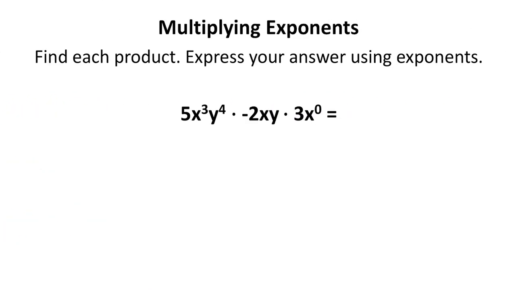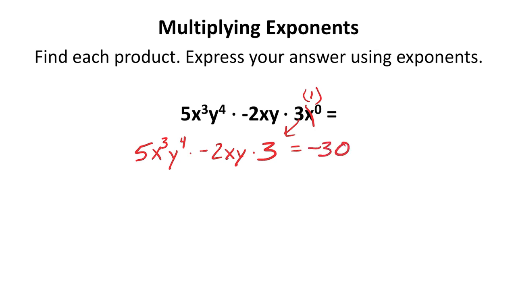Pause, see if you can do this one, then we'll work it out. Okay, let's just write the problem with our 1 in there. This is all the same. Negative 2xy times, it's just 3, because 3 times 1, this all becomes a 1, which is just 3. So now we're going to multiply our coefficients. 5 times negative 2 is negative 10. Negative 10 times 3 is negative 30.